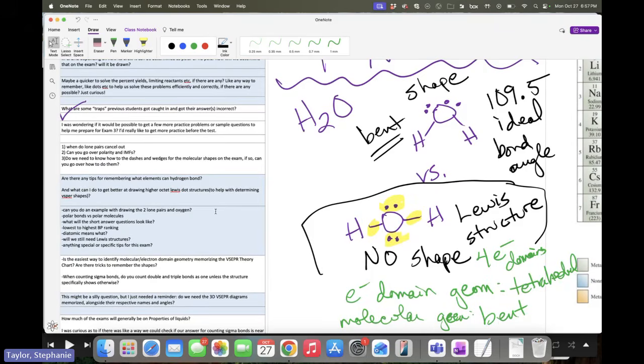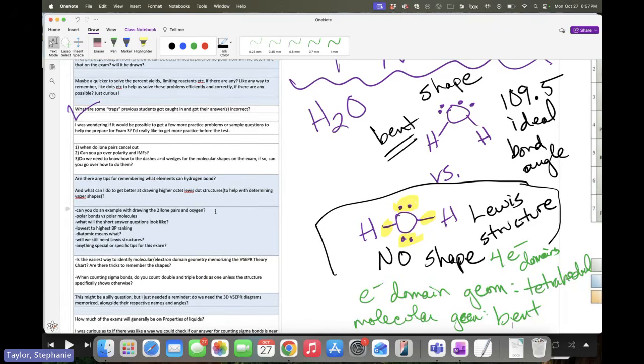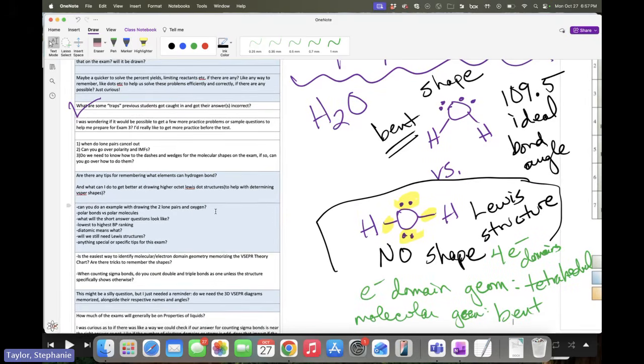Lewis structures aren't meant for shape. That's part of why we have the wedges and the dashes and all the other weird things, to try to demonstrate how we can talk about shape.